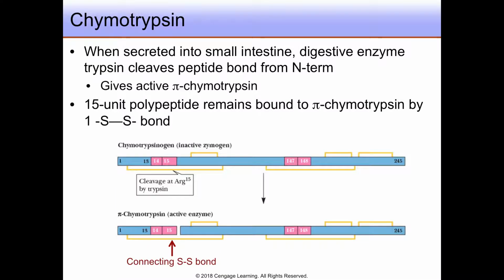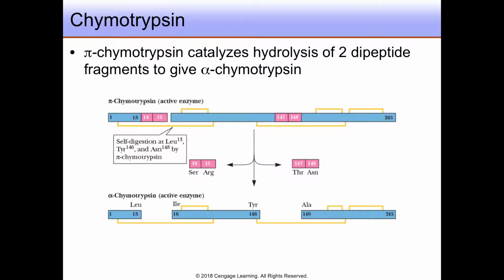Note, as indicated in the diagram, though a peptide bond has been hydrolyzed, the peptide remains attached by means of a disulfide bond. This active form then catalyzes hydrolysis of 2 more peptide fragments to give alpha-chymotrypsin, as shown below. Note that disulfide bonds ensure that the remaining fragments are still covalently linked. Keep in mind that one molecule of pi-chymotrypsin hydrolyzes a second molecule to produce the alpha form.